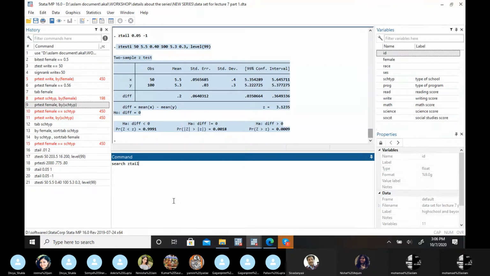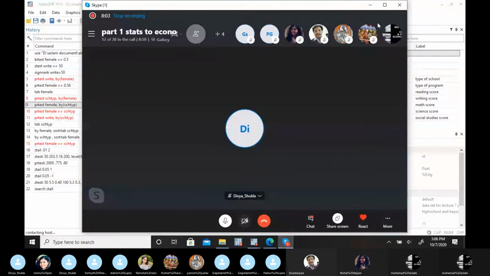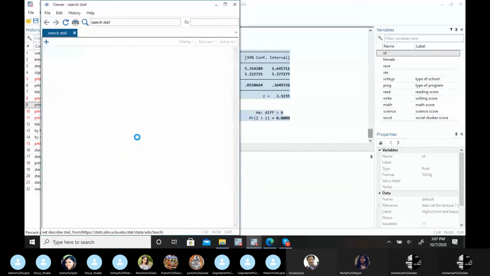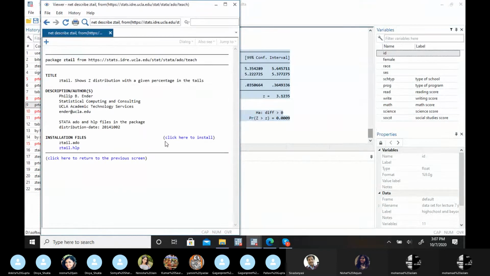Okay. So just type search ztail. If you don't have that particular program, you have to install it from this particular window. After typing search ztail, just click to install this particular package. And here you have to click install.